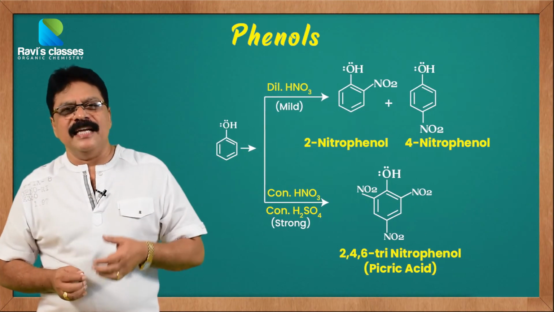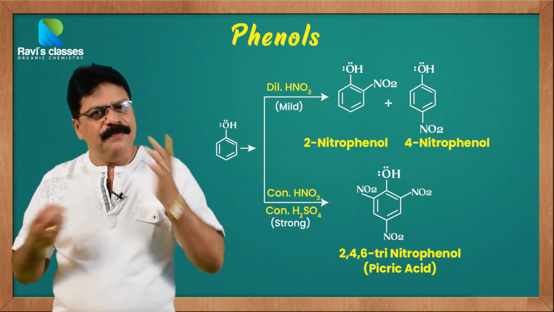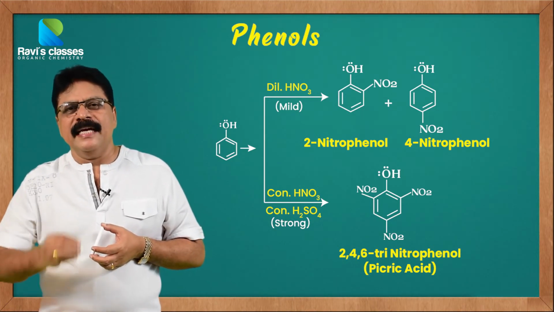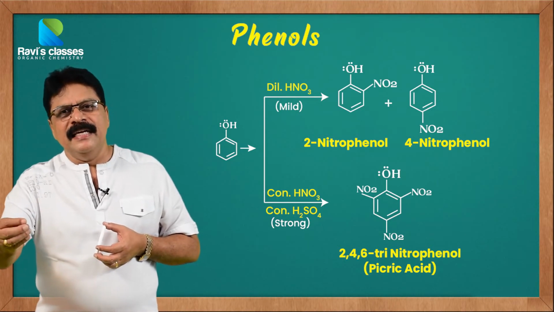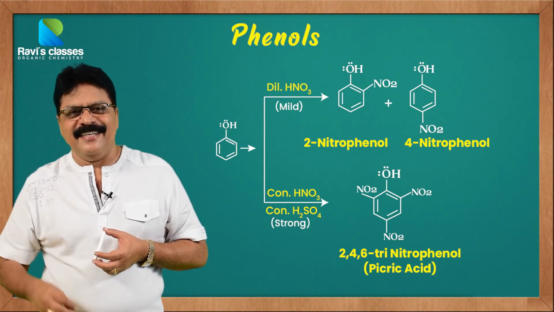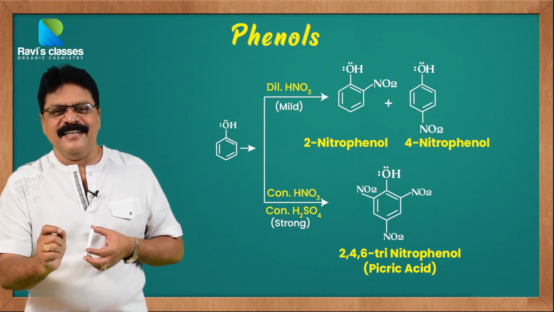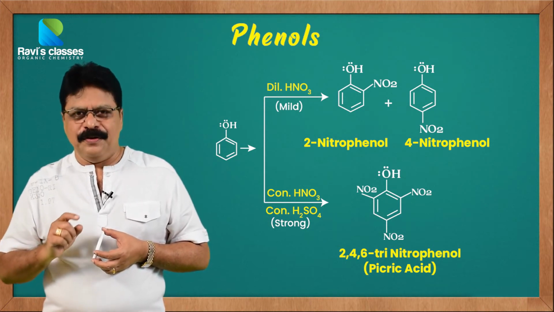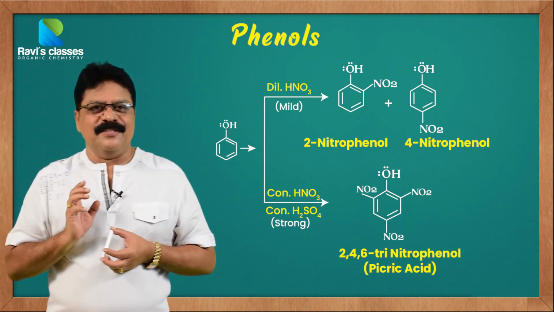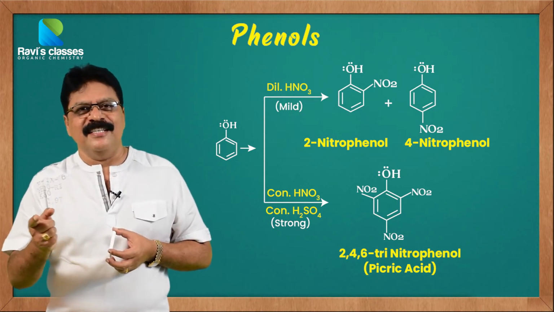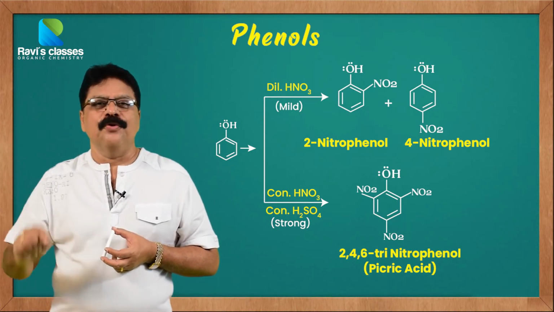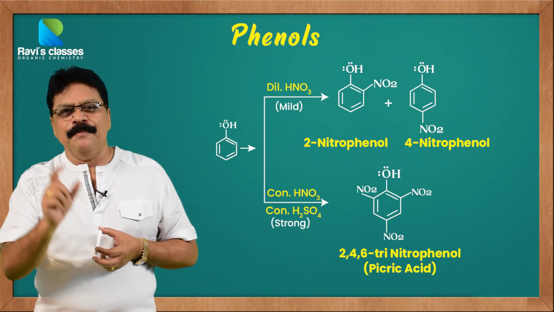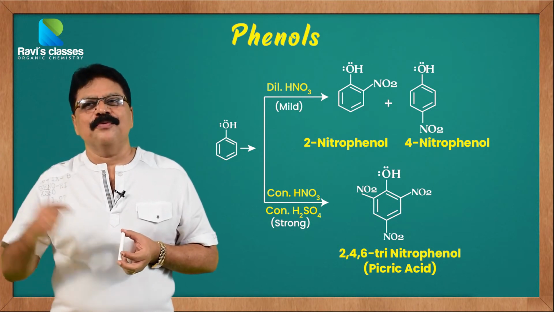Now, let us get into the other electrophilic substitution reactions generally shown by phenols. Phenol can undergo nitration. Here again I want to classify them as a mild nitrating agent and a strong nitrating agent. Dilute nitric acid is a mild nitrating agent. So, when you use dilute nitric acid, you get either orthonitrophenol or paranitrophenol. But when we use a concentrated nitric acid and sulfuric acid mixture, which is a stronger reagent, in that case you get 2,4,6 trinitrophenol. This is also called picric acid.